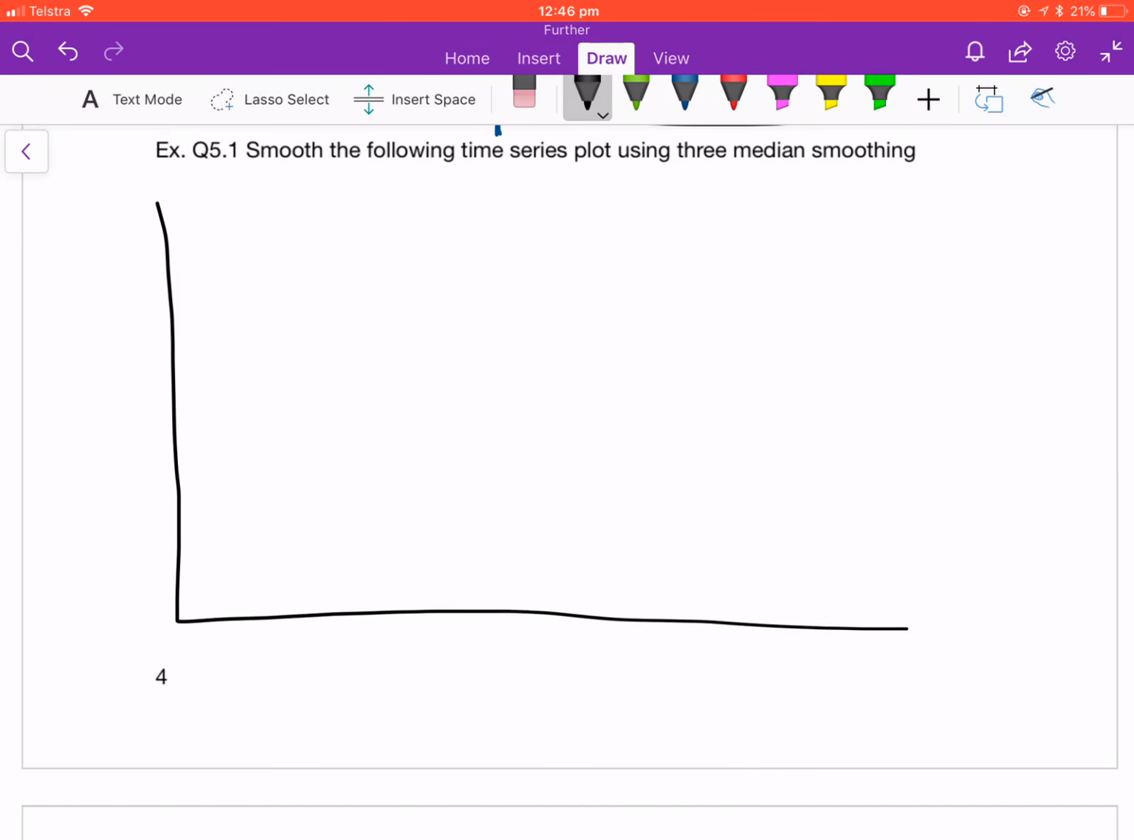So we'll just draw up our plot here. Alright, here we go. So let's connect this like a time series plot would be. Every point connected.